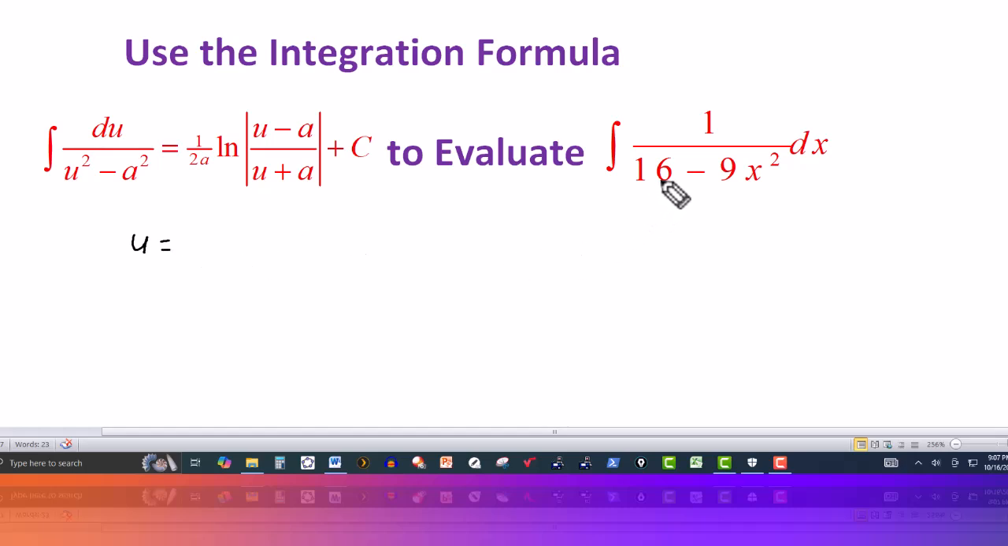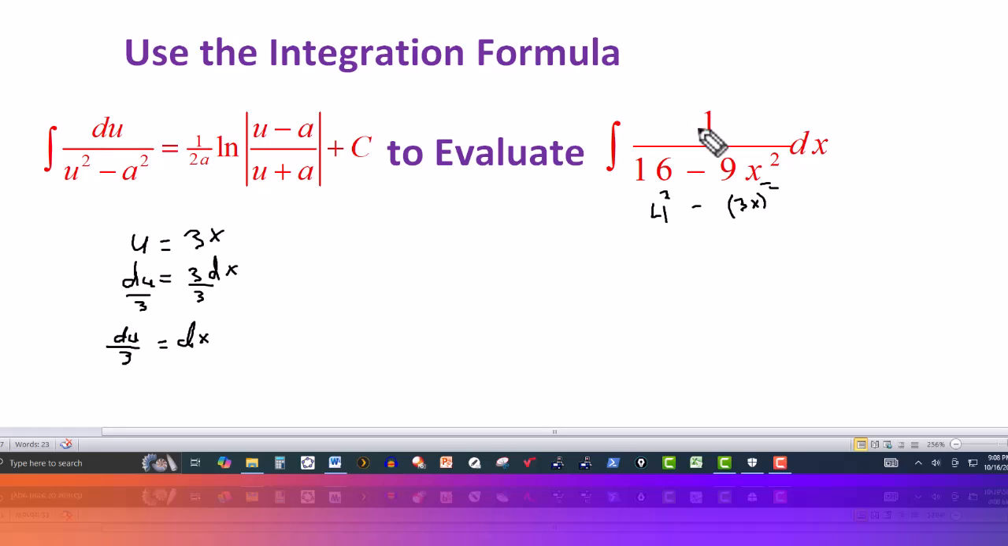So look at this. Look at the 16 here as the a squared. So this is 4 squared. And look at the 9x squared as 3x squared. So we let u equal 3x and a equal 4. We have it in that form. So let's let u equal 3x. Then du equals the derivative of 3x, which is 3, and then this would be dx. Divide through by 3. Then du over 3 would equal your dx.